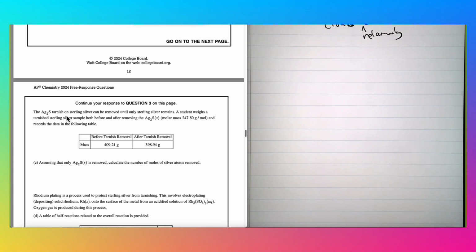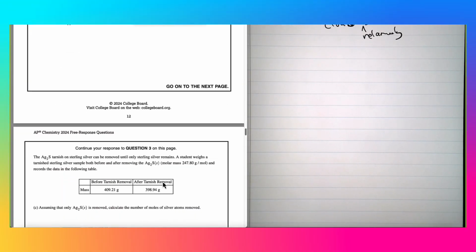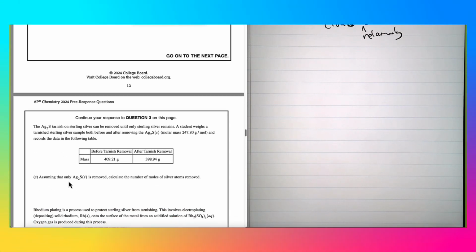The Ag2S tarnish on sterling silver can be removed until only sterling silver remains. A student weighs a tarnished sterling silver sample both before and after removing Ag2S. Okay, we got given the molar mass. Thank you, College Board. And records data in the following table. Before the tarnish removal, we include the Ag2S, but after tarnish removal, we expect only the silver to remain. So, assuming that only Ag2S is removed, calculate the number of moles of silver atoms removed.